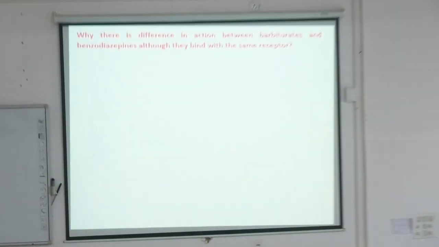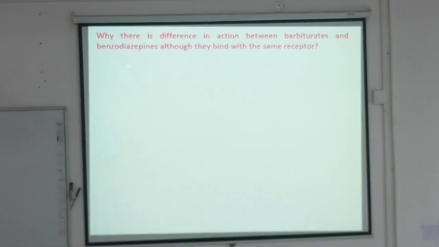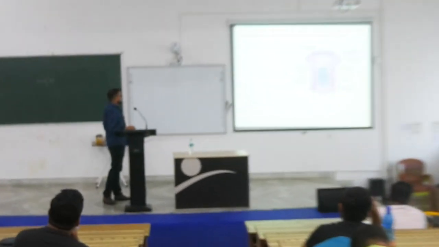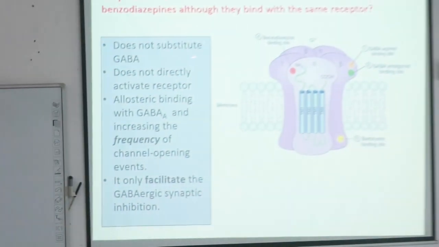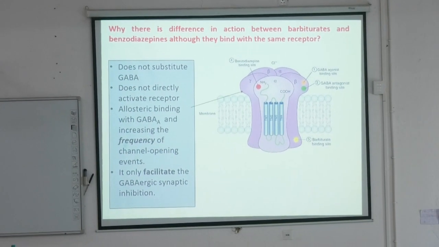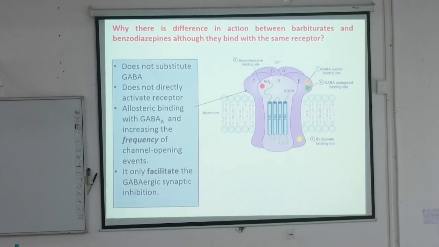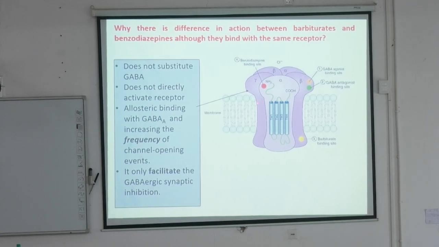So why is there a difference in action between barbiturates and benzodiazepines, although they bind with the same receptor? Different action, but they bind with the same receptor. Why? Do you see? This is the benzodiazepine binding site, and this is the barbiturate binding site in the GABA channel. So what does benzodiazepine do? Benzodiazepines, when they bind with the GABA, increase the frequency of opening of the GABA channel.